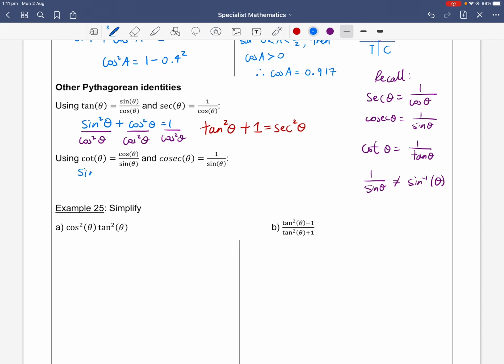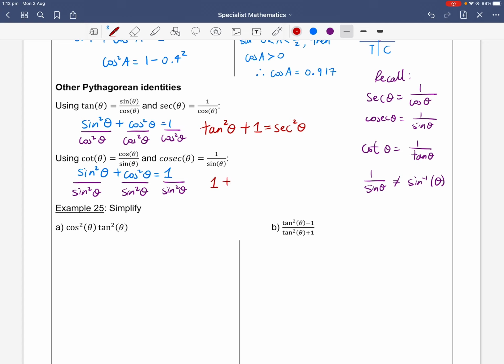Next, we can do the same thing. Rather than dividing by cos squared, we can divide both sides by sine squared. So let's work with sine squared plus cos squared equals 1. This time, let's divide everything by sine squared. So what we get is, sine squared on sine squared is 1.